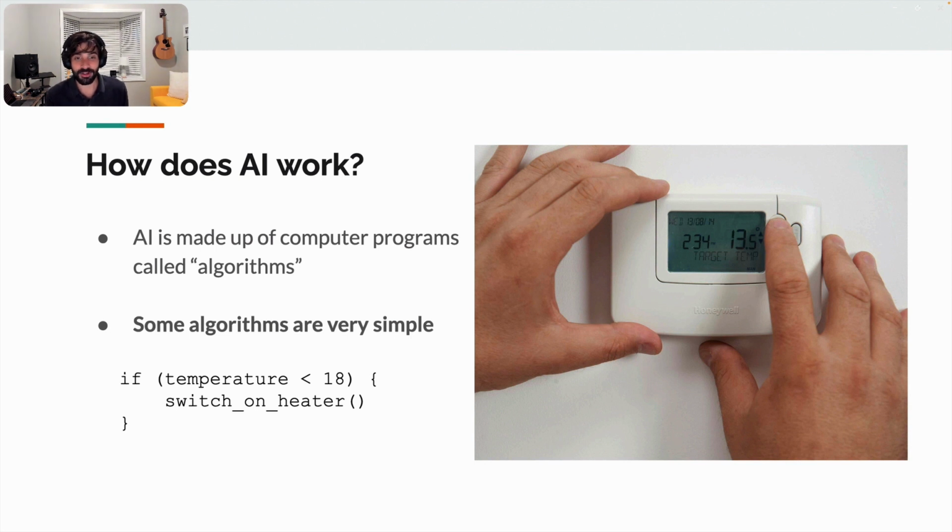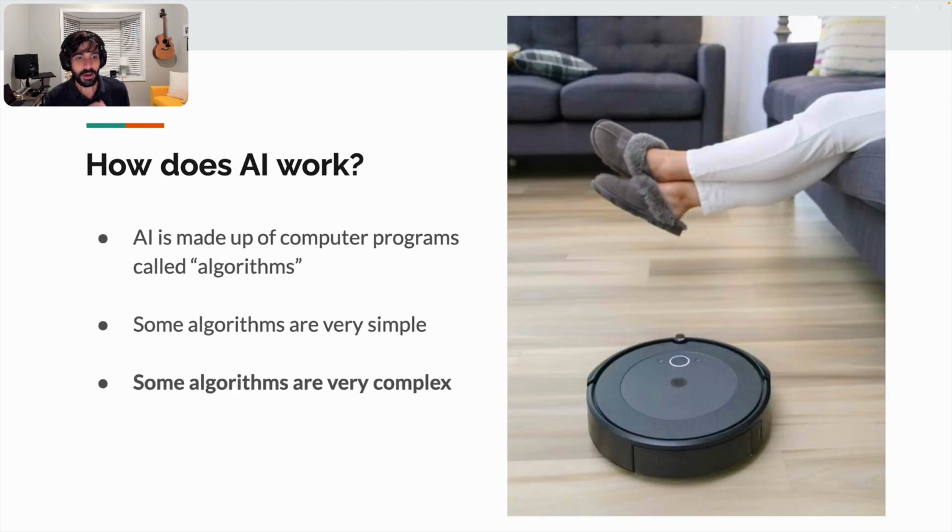That's an AI algorithm, essentially. It's the simplest you're going to find. But there are also some very complex algorithms out there. For example, our little robot vacuum has a ton of different AI algorithms being used within its code that are helping it navigate around a house and clean the floor and not go over the same patch twice and find its way back to its charger at the end of cleaning.